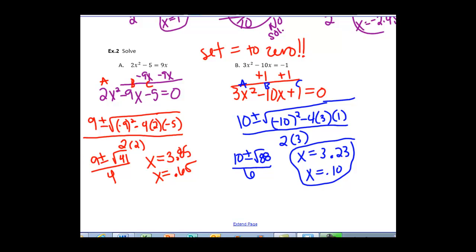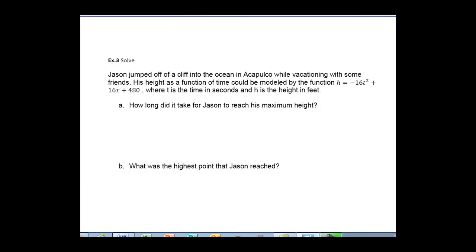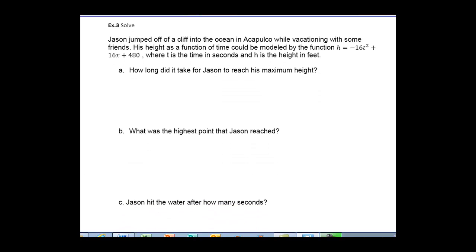All right, go ahead and flip the page on over. We are going to move on to example 3. Okay, this is a word problem. We will be working with these. We did something similar to this when we were doing the double backflip.